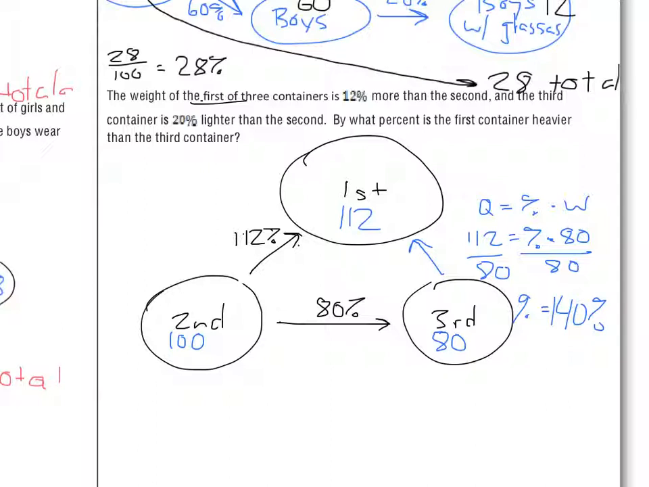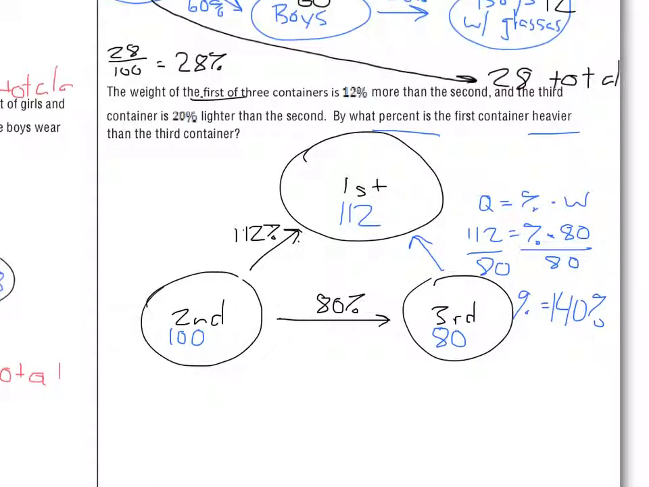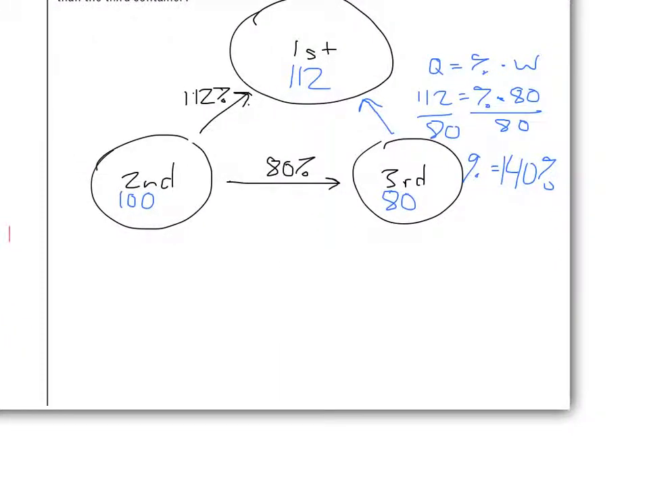It says, by what percent is the first container heavier? So it's not 140% heavier. It is 140% of the original container. So how much heavier is it? Well, that's the extra 40%. So there's an extra 40%. And that's the actual answer to this question. However, obviously, if you've gotten this far, you've gotten pretty close.